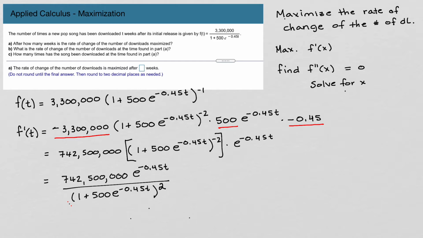Okay, so now I'm going to take my first derivative over to a fresh page, and I'm going to find the second derivative. Okay, so here's my first derivative, and now I can find the second derivative by taking, remember the formula is the denominator times the derivative of the numerator minus the numerator times the derivative of the denominator, and that's all over the denominator squared.